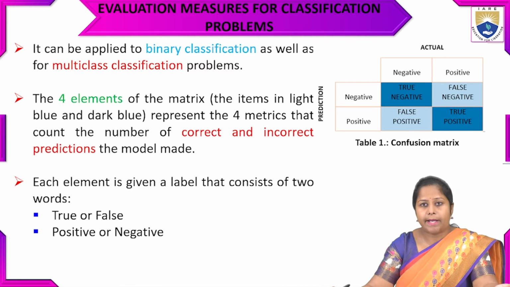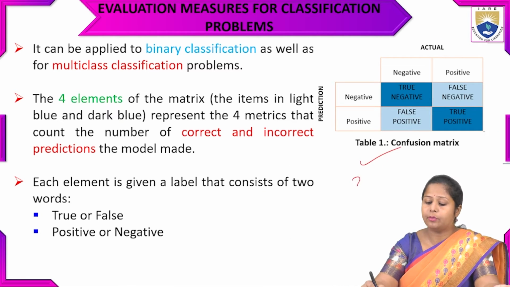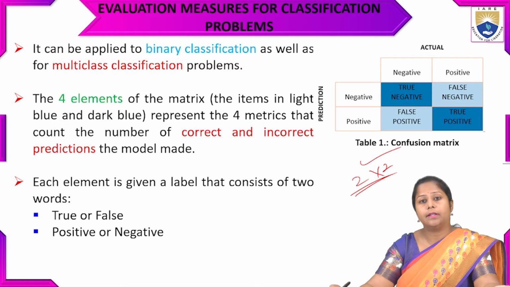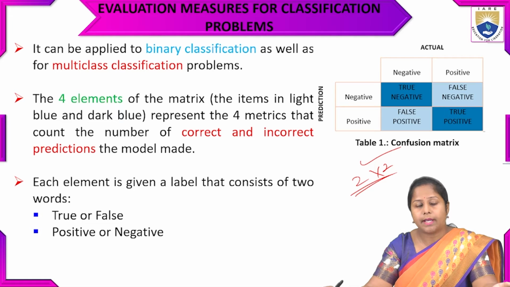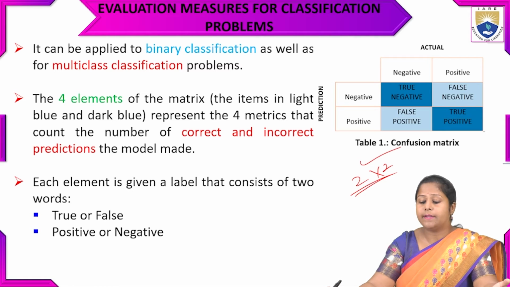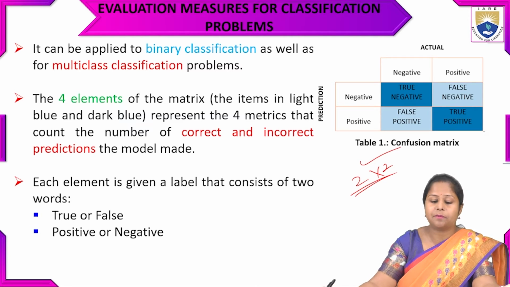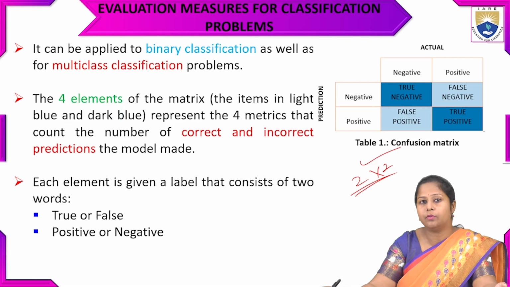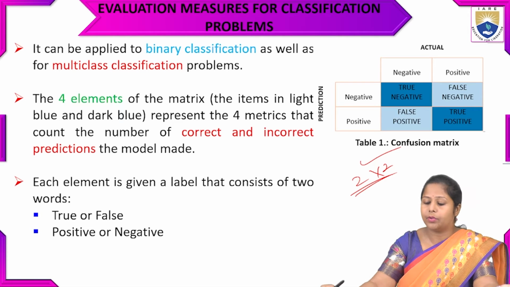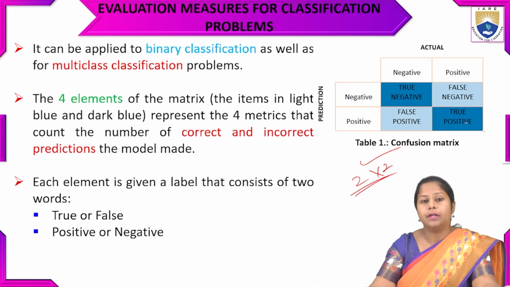So it can be applied. Suppose this is a 2 by 2 matrix, right? That will be the binary classification. On that binary type of data, we can classify that, so it can be applied to a binary classifier. Sometimes there will be multiple classes, multiple class levels. For that also we can use the confusion matrix. For that multi-class classification problem, we can use the confusion matrix, so 4 by 4 or 8 by 8 matrices will be used.